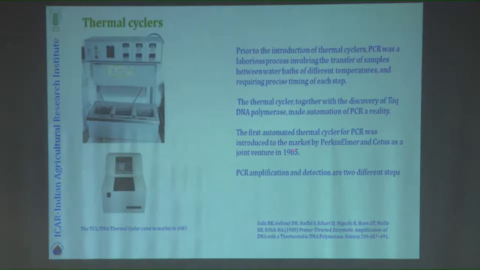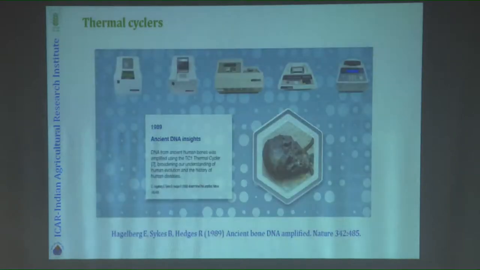Then in 1985, Perkin Elmer and Cetus, in a joint venture, came out with the Thermal Cycler 1 DNA, which was marketed. This was used in a paper published in Science in 1988, by Kary Mullis from the Cetus group, the one he missed in 1983. They described primer-directed enzymatic amplification of DNA with the thermostable DNA polymerase. That's where they introduced Taq polymerase, and this became a popular machine in all the laboratories.